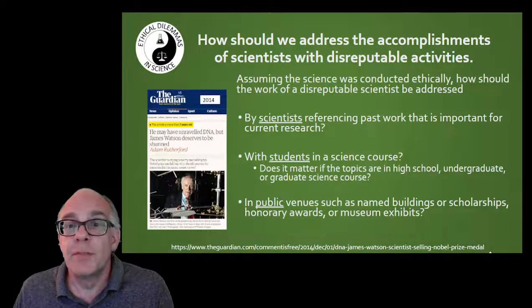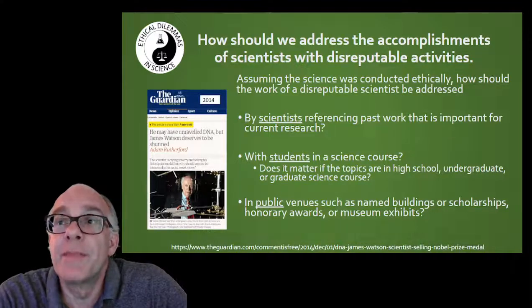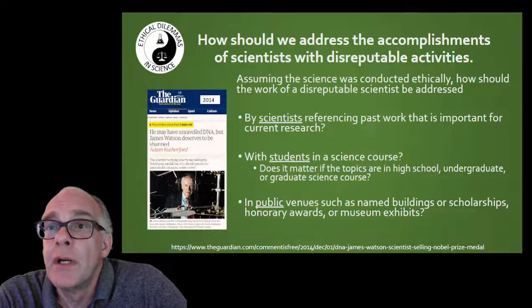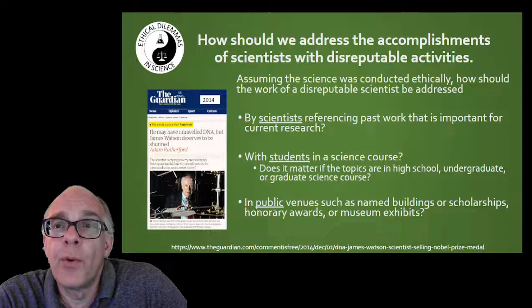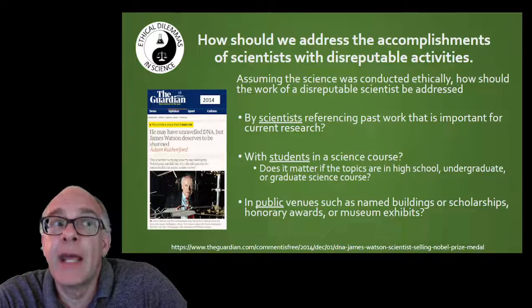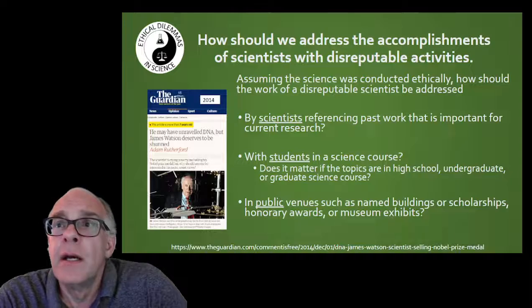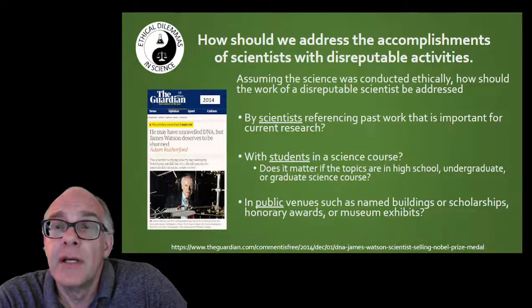But then the question becomes, how should we address the accomplishments of scientists with disreputable activities? Those people that did important scientific things, but in other areas of their life did not live true to the standards that we've got today. And again, looking at this view of ethical relativism. Assuming that the science was conducted ethically, how should the work of a disreputable scientist be addressed?